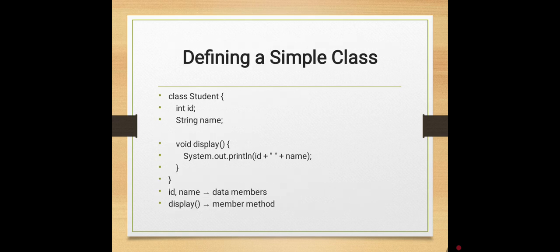And next is defining a simple class. Here is a simple example of a class named Student. The Student class contains two data members, id and name. The display method prints the student's id and name. So here id and name represent the data, and the display method represents the behavior. So this is how we can define a simple class in Java.